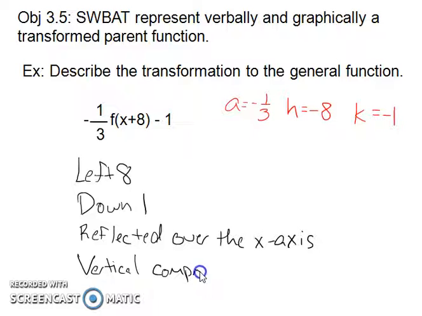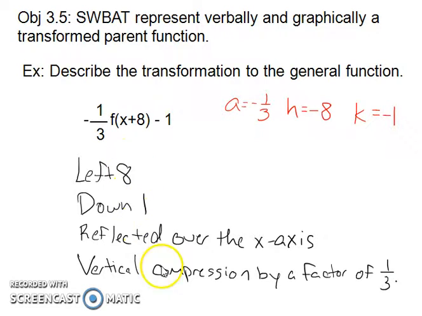Vertical compression by a factor of 1/3. You can write these four things in whichever order you want. It does not matter as long as you have all four.